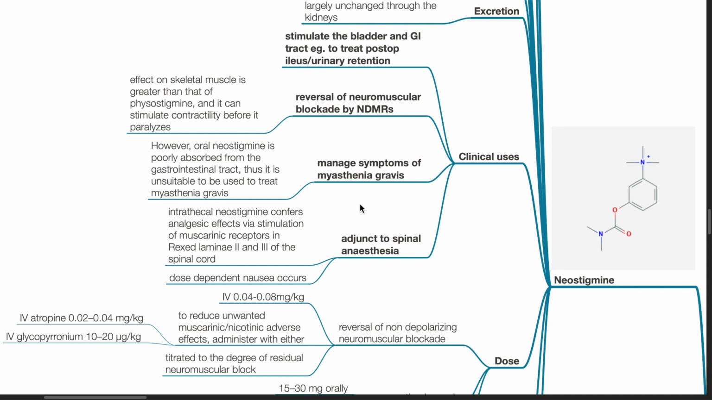Intrathecal neostigmine confers analgesic effects via stimulation of muscarinic receptors in the Rexed laminae 2 and 3 of the spinal cord. Dose-dependent nausea occurs.